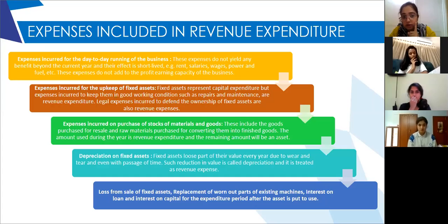Remember what I told you? Number one, the benefit should be within one accounting year. Number two, it is of recurring nature. It can be repeated on a day-to-day basis. It is very short-lived. And number three, it does not add to the profit earning capacity.